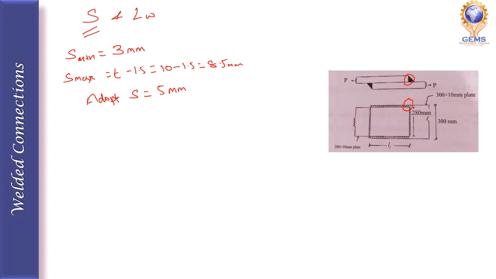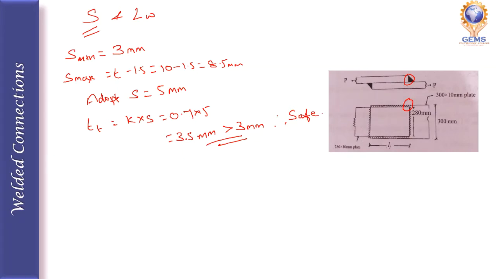If we are assuming S equal to 5 mm, what is the throat thickness? Throat thickness is equal to K into S, that is 0.7 into 5. This will be 3.5 mm. This throat thickness should be greater than the S minimum. Otherwise, we have to reassume the size of the fillet weld. In our case, our throat thickness is greater than S minimum, so it is safe.